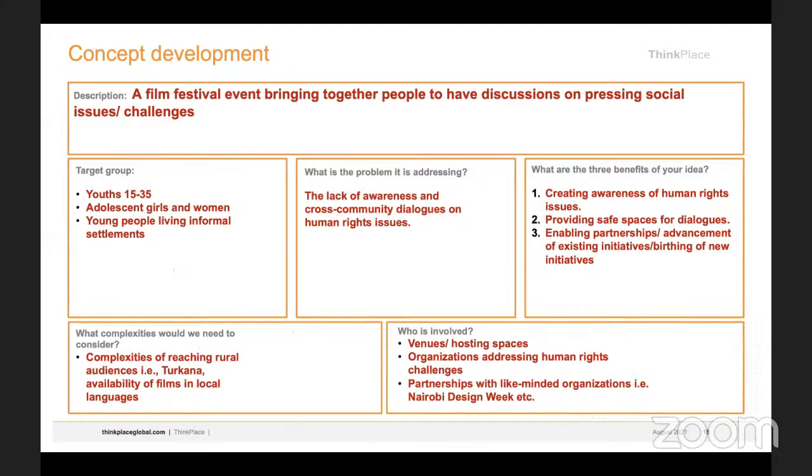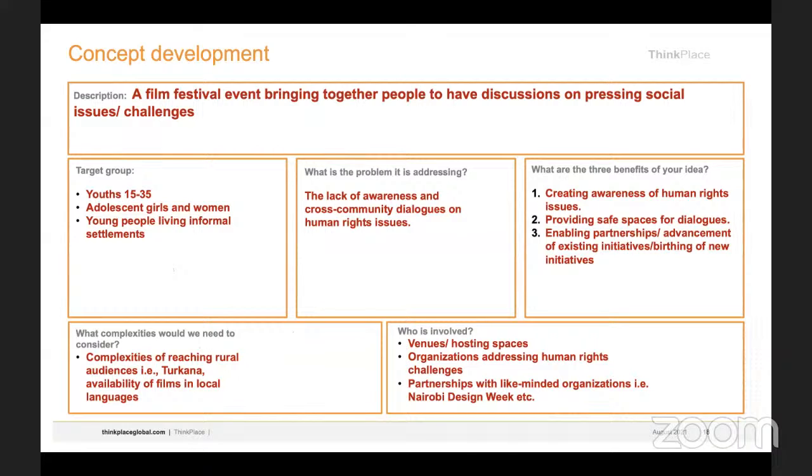So what are the benefits of this idea? The first thing, it's creating awareness on social or human rights issues. The second thing, I'm providing people with spaces where they can have dialogues. The third thing is I'm encouraging partnerships, bringing people together to talk about issues and come up with their own ideas or solutions. So a new initiative could be born out of that. People could collaborate and have partnerships, those kinds of things.